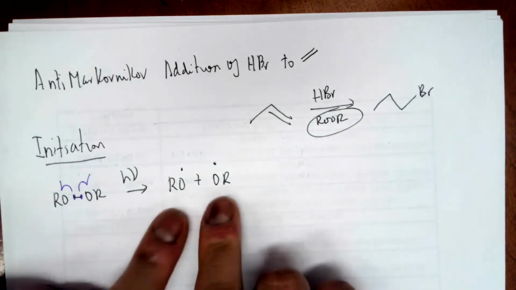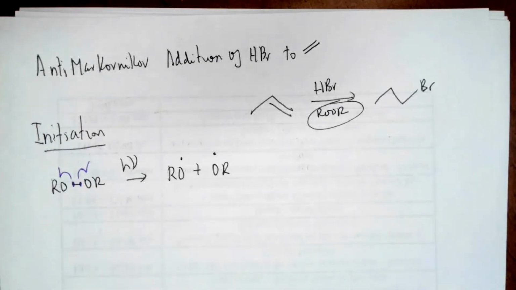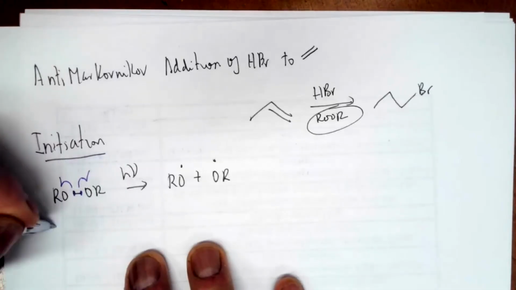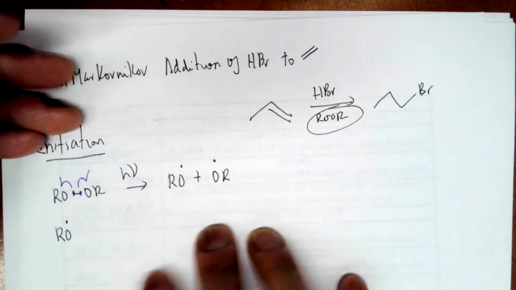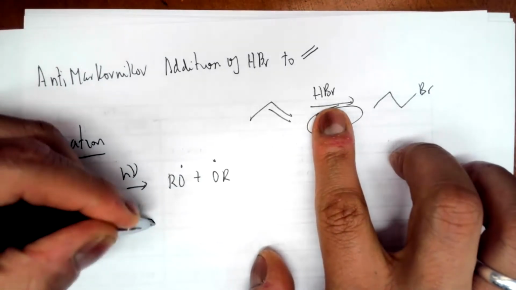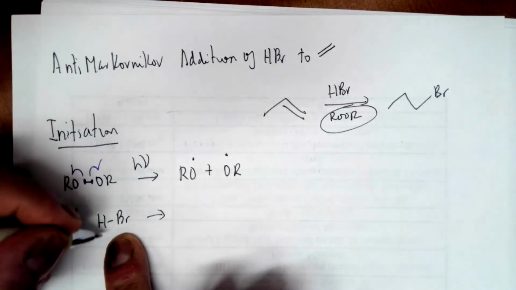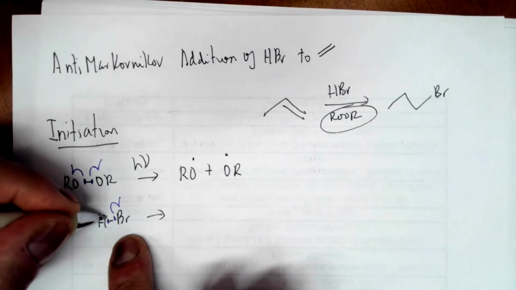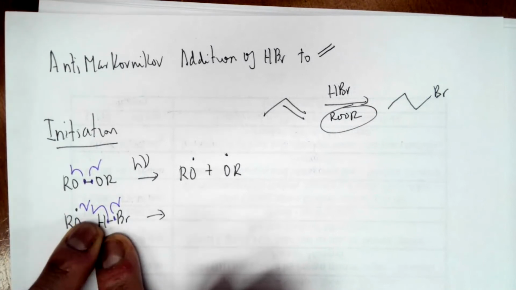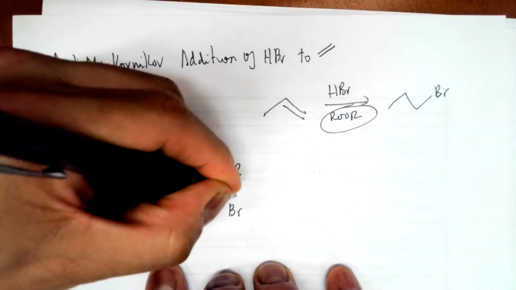Now, is this RO radical part of my product? No, it's not, because my product doesn't have any OR. So I have to continue until I find something that is part of my product. What else can I bring? I can bring the HBr. Which one is going to go with the RO? I'm going to break this bond. Remember, hydrogen is the easiest to go. So the hydrogen leaves and goes to ROH plus Br radical.